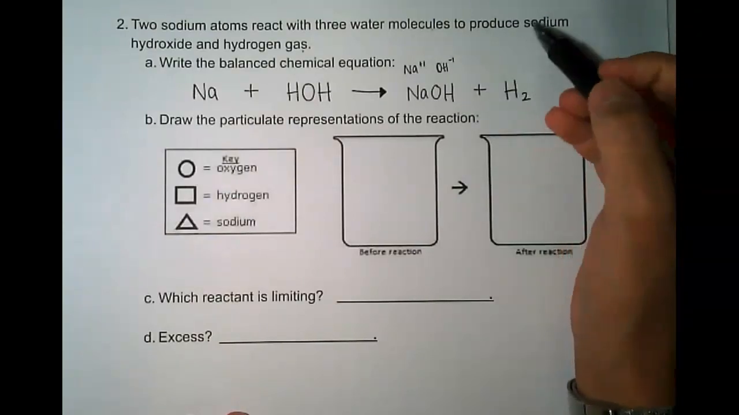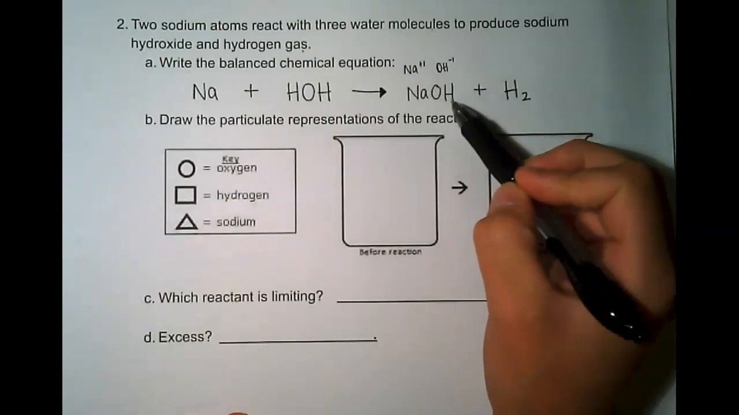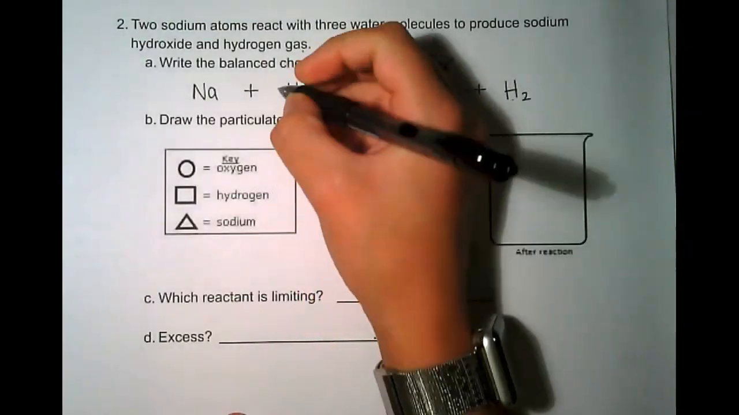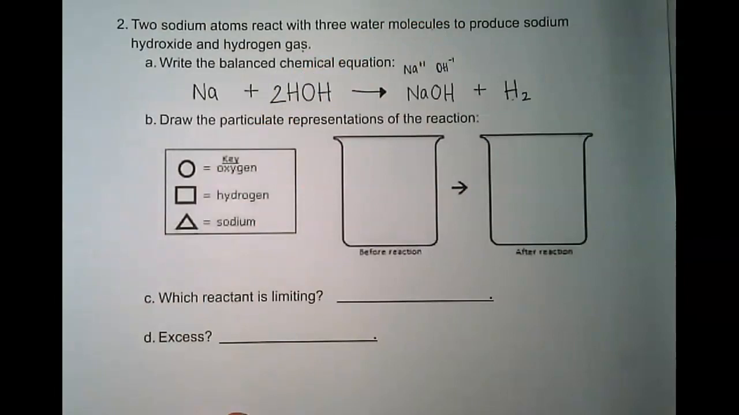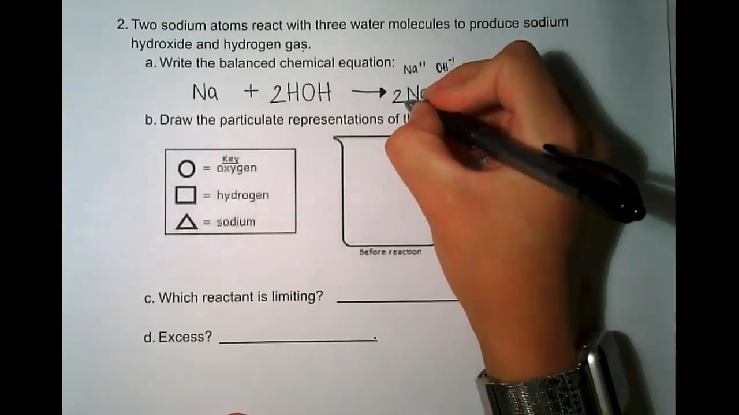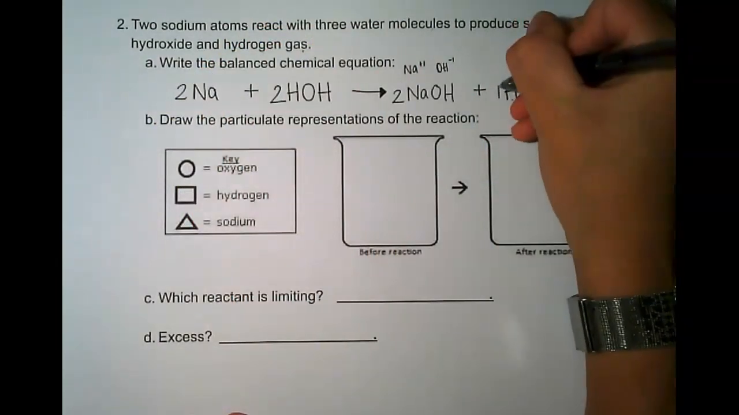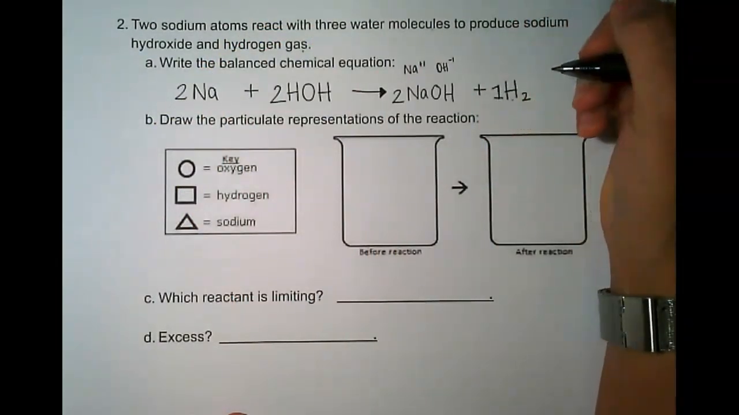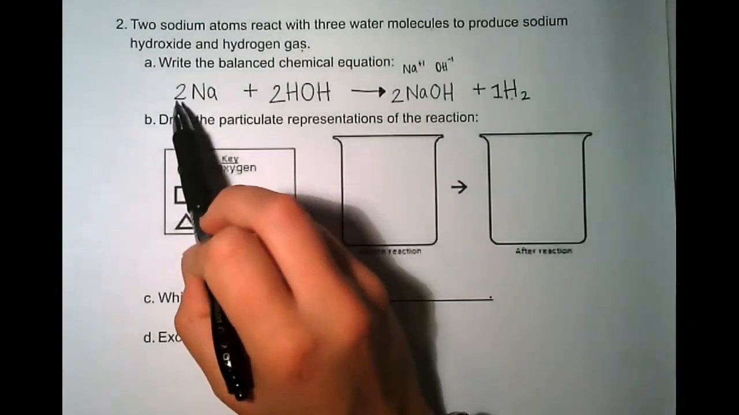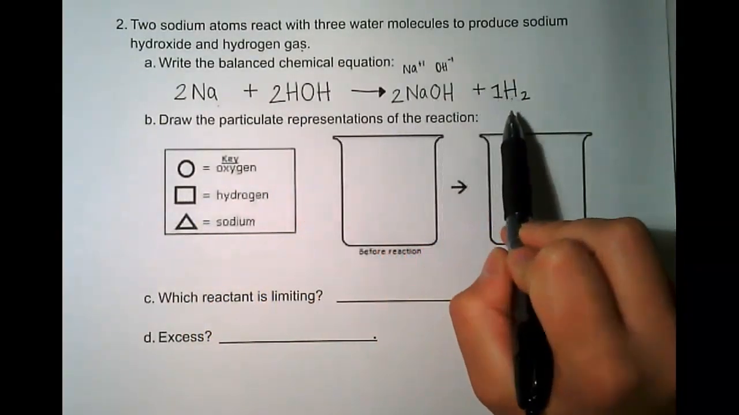So I notice that I have 3 total hydrogens over here. I have an OH, and then I have 2 H's. So I'm going to balance the H's here with the H in my water. So I'm going to put a 2 in front of my water molecule. But when I did that, that threw off my OH count. So now I need to put a 2 over here, and then I need to put a 2 in front of sodium to balance my equation. And then I'll put 1 in front of H2. So I have 2 sodium plus 2 water yields 2 sodium hydroxide and 1 H2.